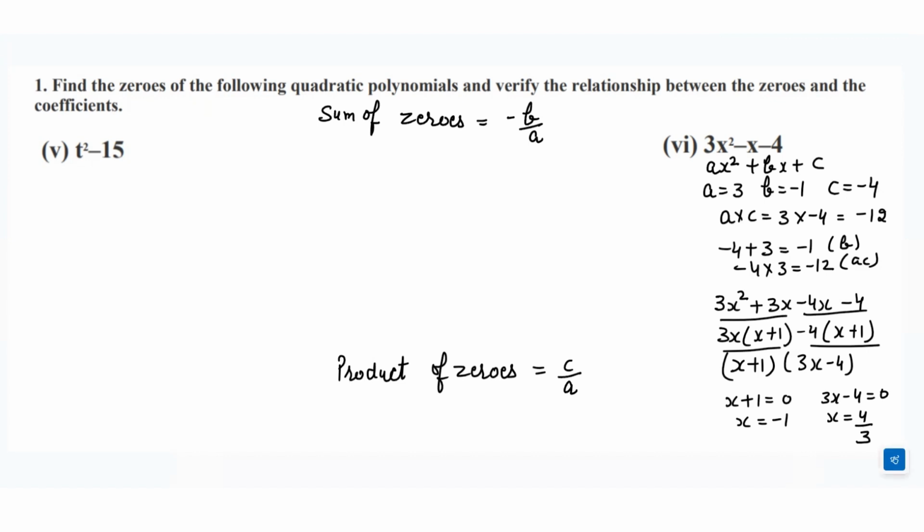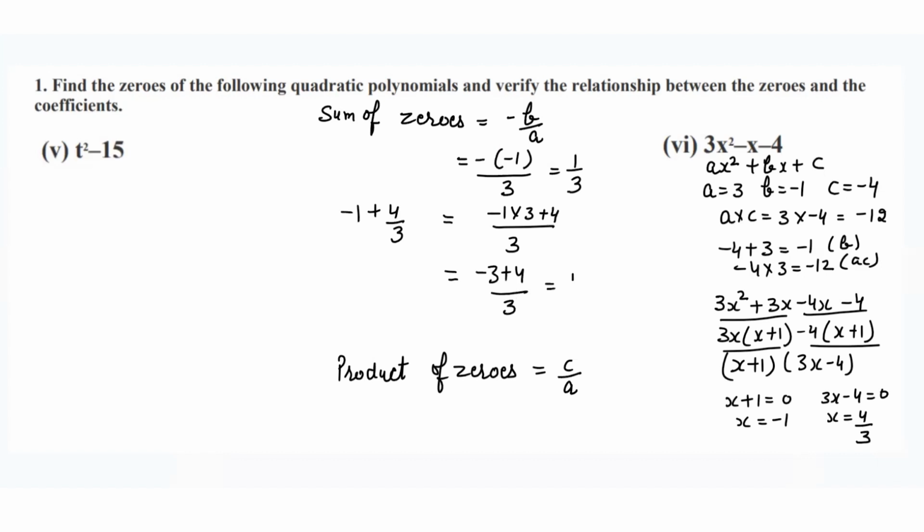The sum of the zeros is minus b over a. The value of b is -1, so we write -1 over a, 3, and we get 1/3. Similarly, if I add the zeros of the polynomial, which is -1 plus 4/3, we have to take the LCM. LCM is 3 here. The first term I multiply with 3 and plus 4. So I get -3 plus 4 over 3, which is equal to 1/3.